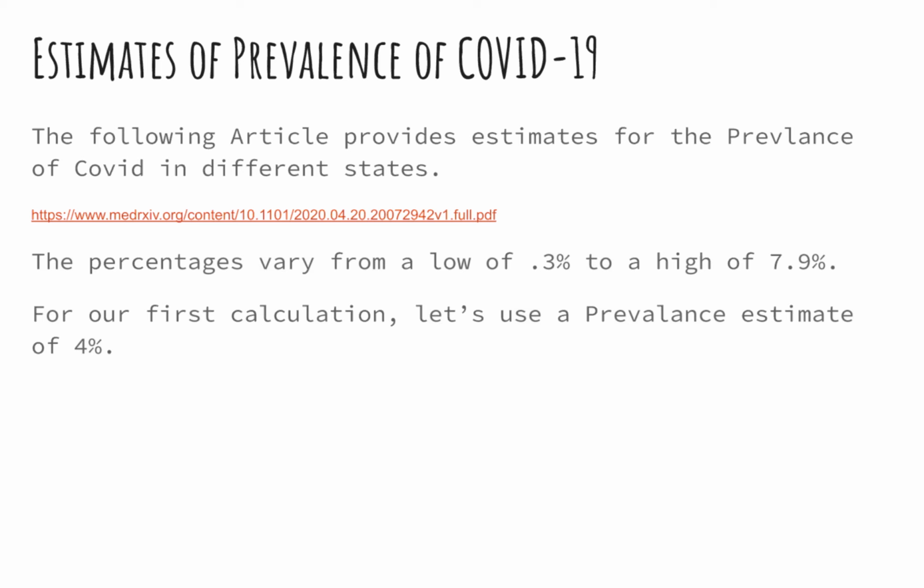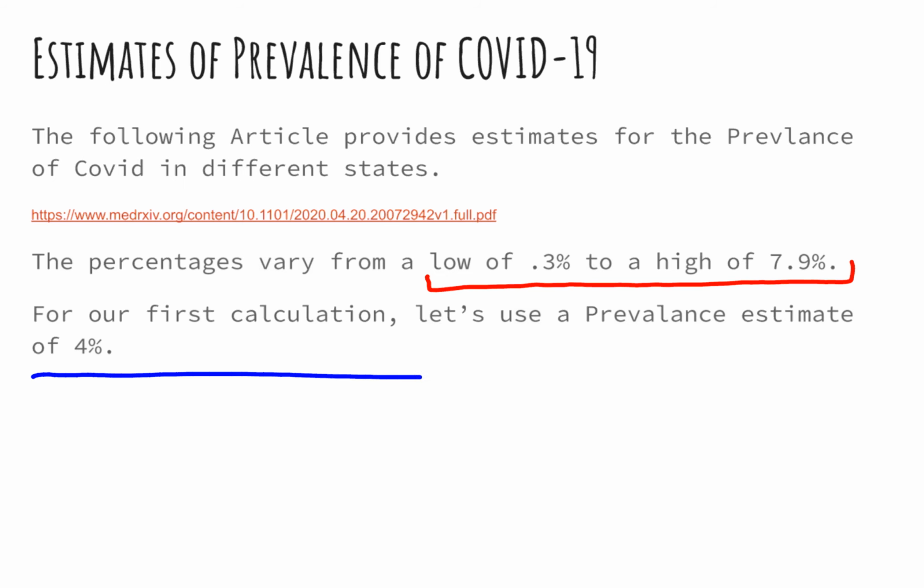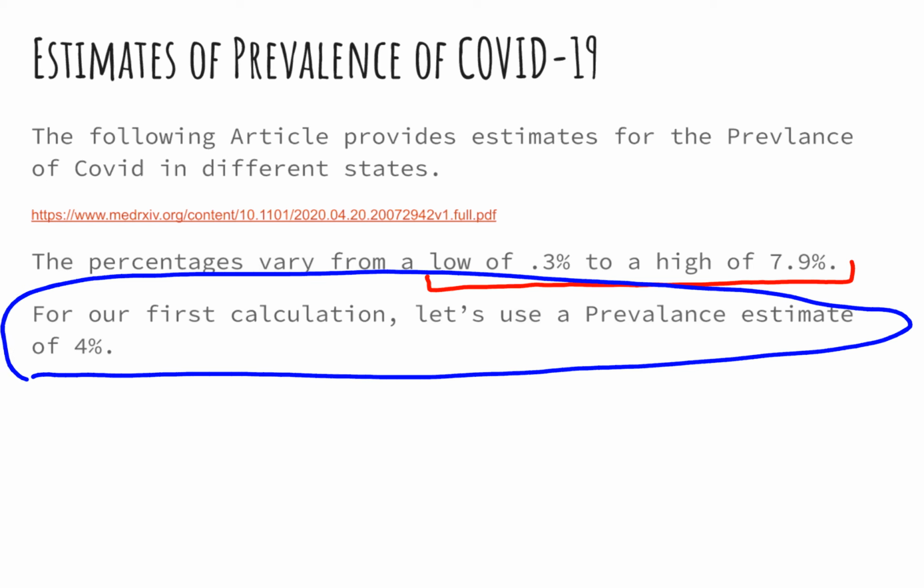So that means that we have a very small percentage of people testing positively for this thing. Now, of the people who are testing positively, some of them may have it, some of them may not. We know that. But there are sophisticated ways to estimate what the prevalence is, and depending on different estimates for different states in the country, you get a low of 0.3% for the prevalence to a high of 7.9% for the prevalence. And so for our first calculation that we're going to perform today, we're going to assume that the prevalence is about 4%, which is sort of in the middle of those two.